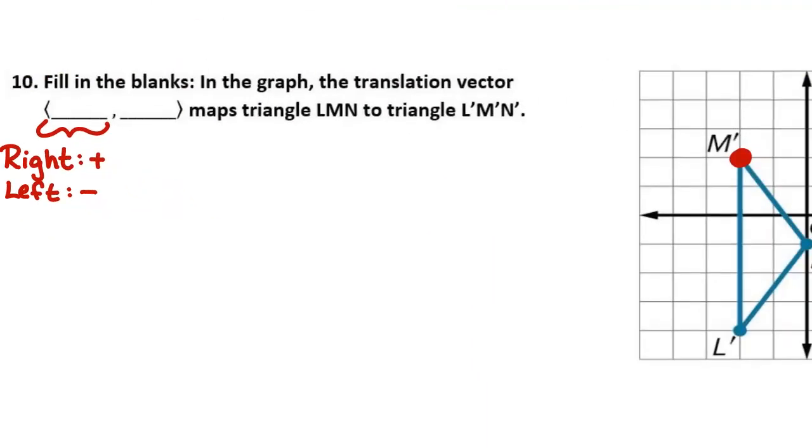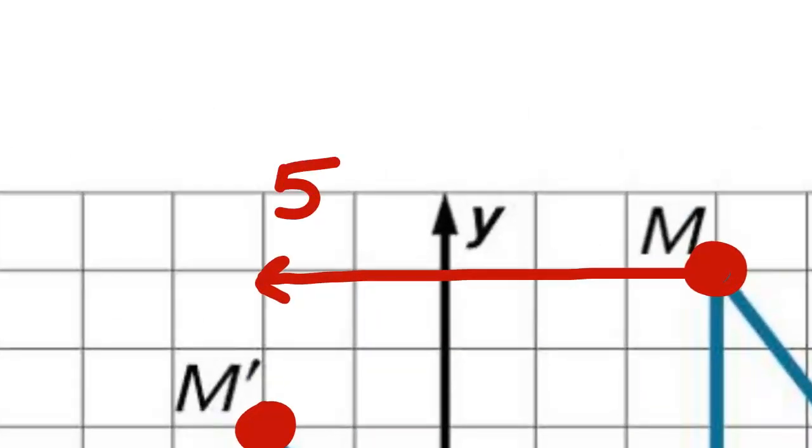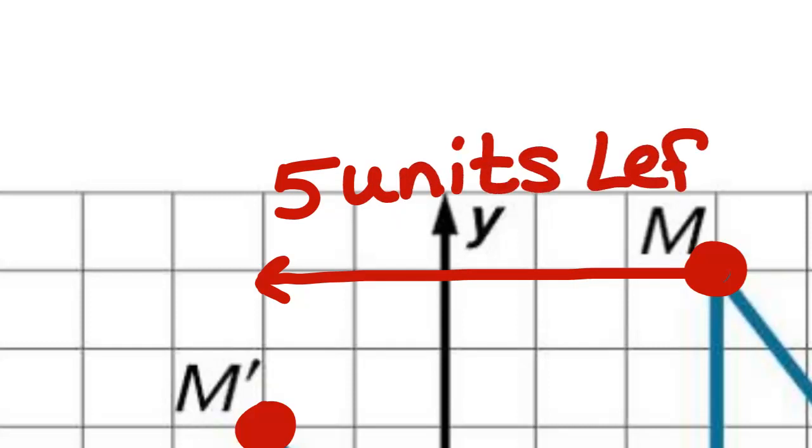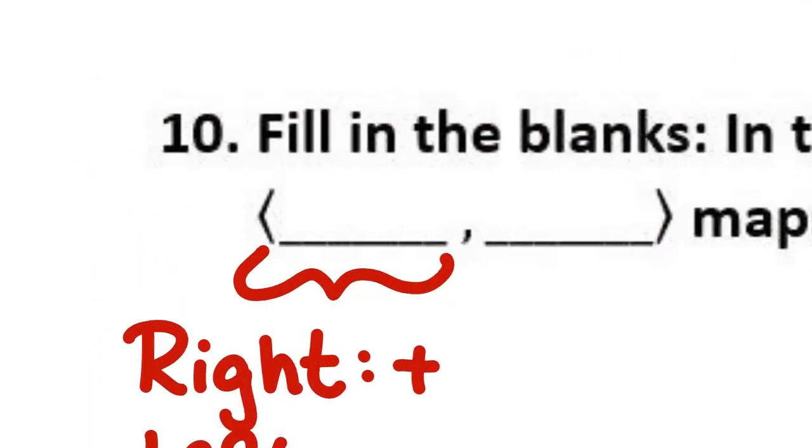As I move from M to M prime, am I going to go left or right? Left. How far left? 5 units left. So how would I represent that in my translation vector? -5.